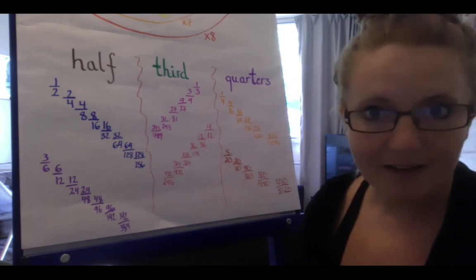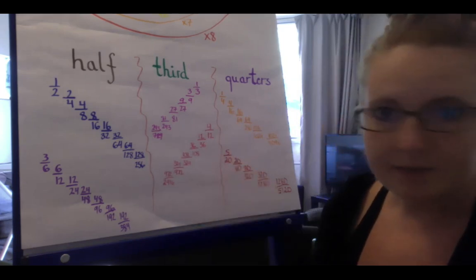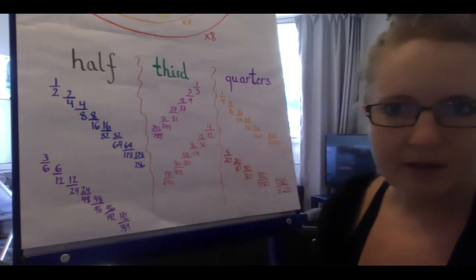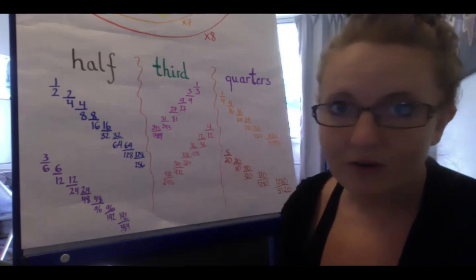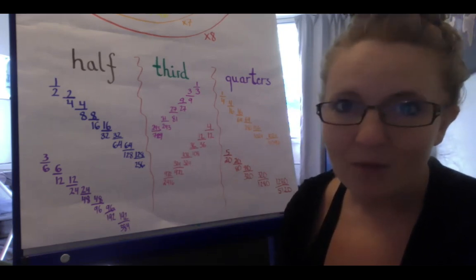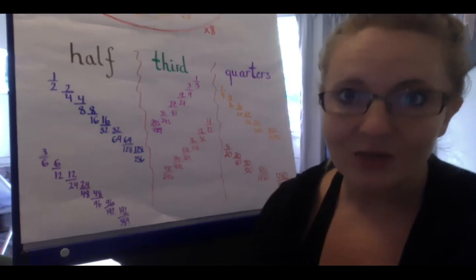Same thing with 5/20, which is also a quarter. 5 times 4, 20. 20 times 4, 80. And multiply those. You can go on and on. And that kind of shows you how our multiples can help with equivalent fractions. Let's look at this with a fraction wall this time.